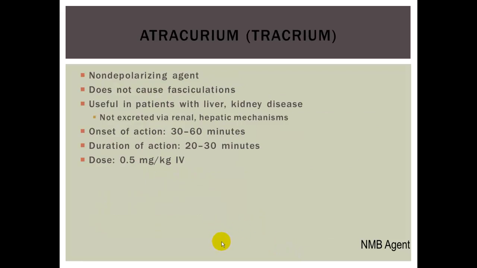Atracurium or Tracrium, non-depolarizing agent, does not cause fasciculations either. Useful in patients with liver and kidney disease. Not excreted via the renal or hepatic mechanisms. The onset of action on this is going to be 30 to 60 seconds. Duration of action is going to be 20 to 30 minutes. The dose on this is going to be 0.5 milligrams per kilogram IV.